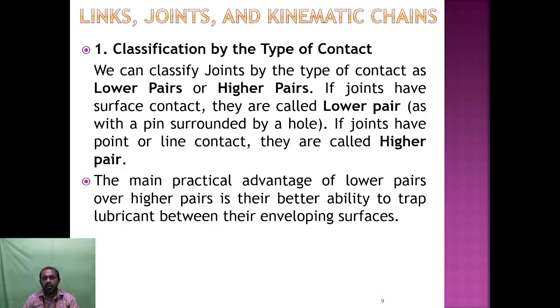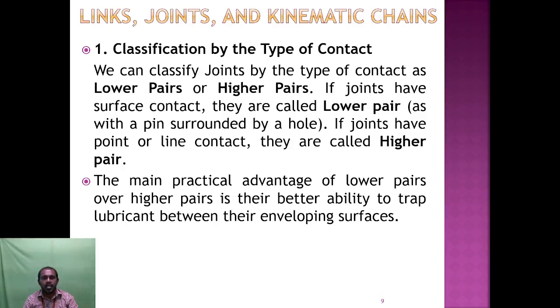The main practical advantage of the lower pair over the higher pair is its better ability to trap lubricant between the developing surfaces. So for example, a good example is the assembly line mechanism, chains of links. The joint is a conveyor, a pick and place robot. So it's one type of application, and another very important application is the bicycle transmission device for chain. The chain is a good example of joining of a kinematic pair.